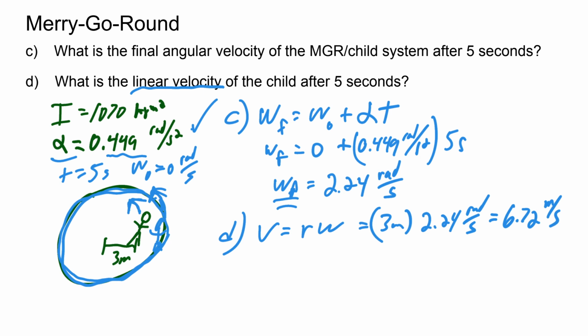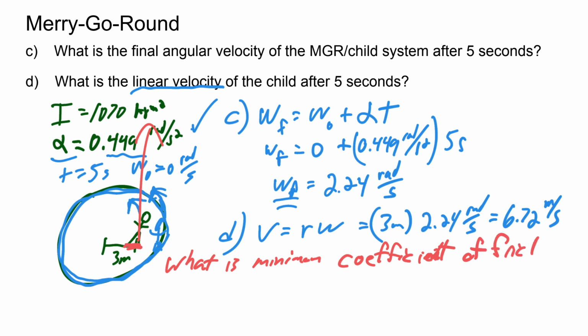Actually, you know what? Let me throw out a bonus question. You have this child on the merry-go-round, and let's assume they're standing on here, not holding on. So let's imagine there is no friction. If there's no friction, they would simply move in a straight line and slip off, right? So my question is, what is the minimum coefficient of friction needed for them not to slip?